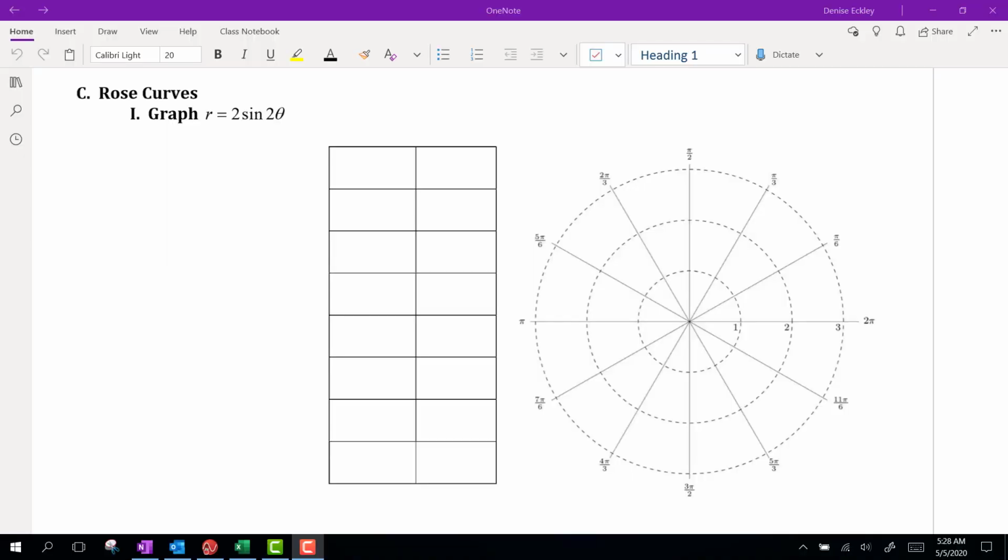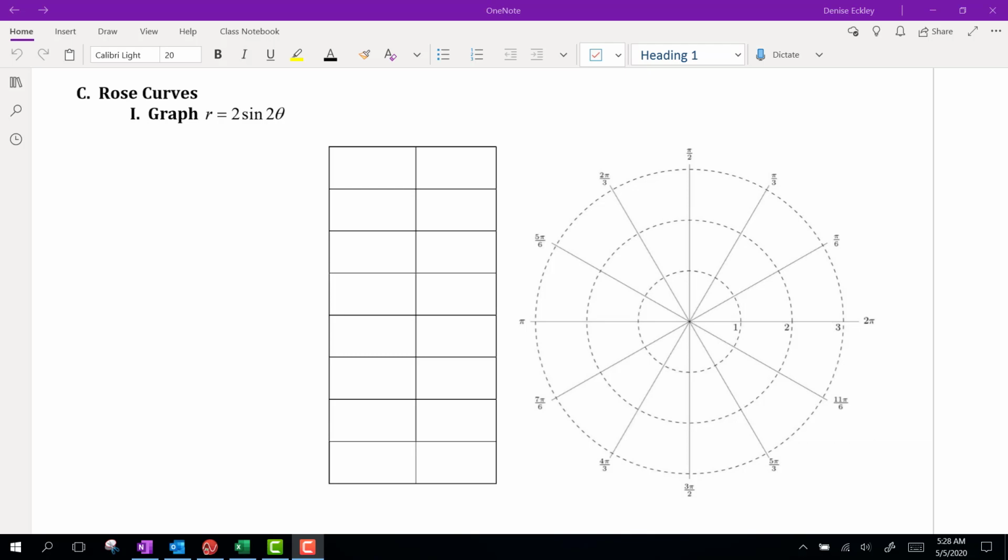This is part 3 of section 6.5, polar graphs. In this section, we're going to start with another family of graphs, which is Rose curves. We're going to graph a couple, and then we're going to talk about their characteristics that make them a family. And then we're going to finish up the unit, this section, with 2 other common graphs.